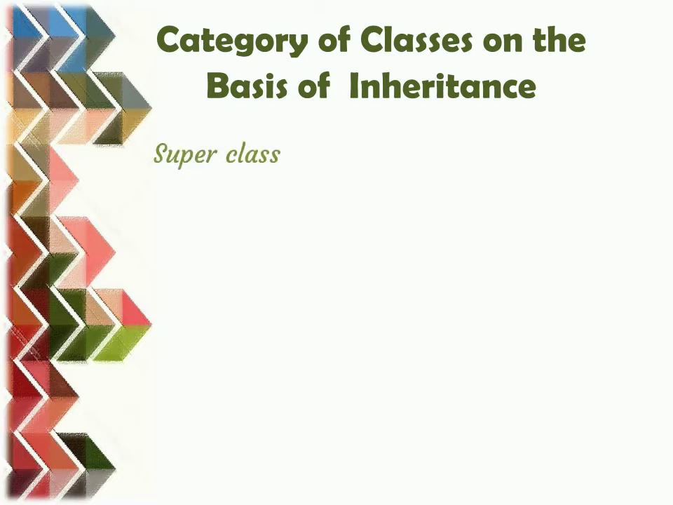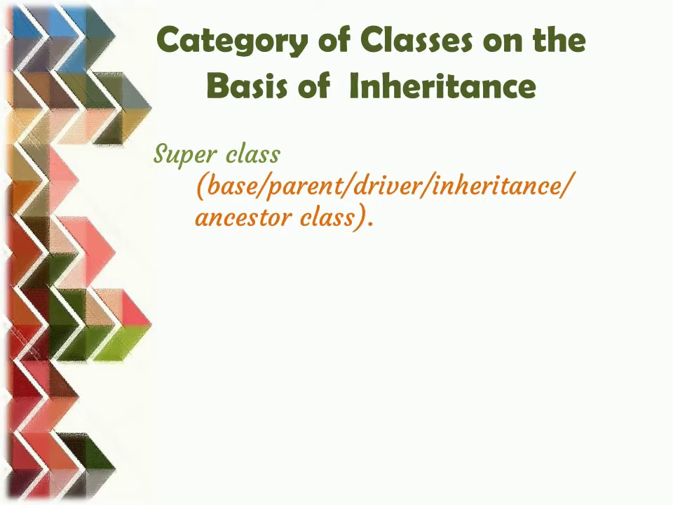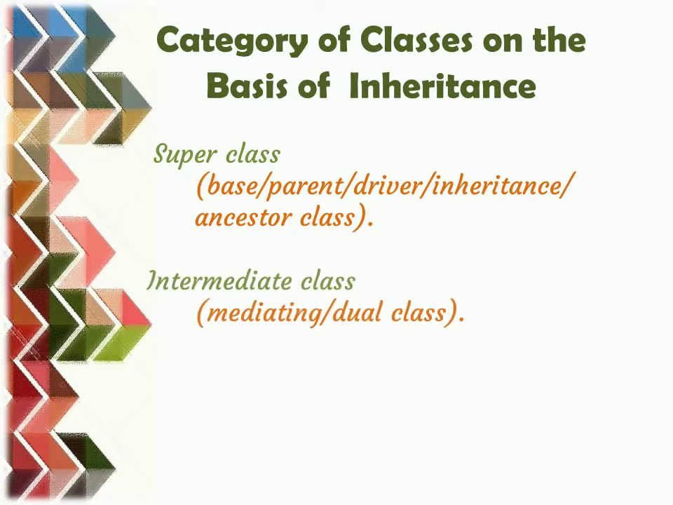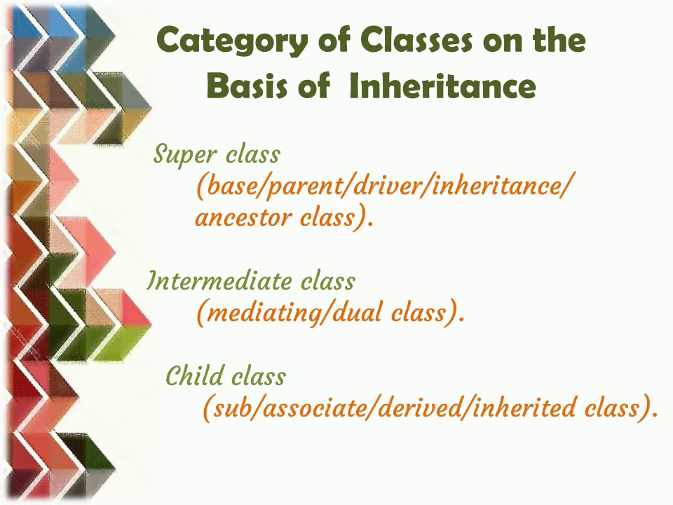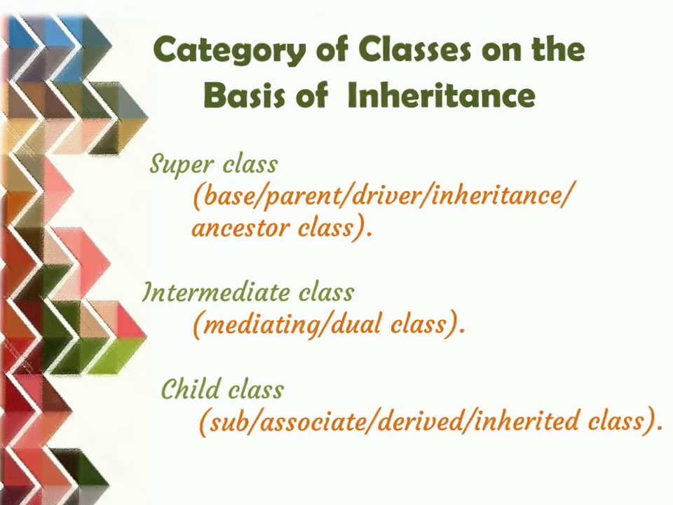What are the characteristics? One is superclass. Superclass may also be called a parent class, ancestor class, or a base class. What is an intermediate class? It's a mediating class. It may act as a dual class. What is a child class? A child class is a subclass or derived class. We may also call it an inherited class. So these three are the categories of classes.